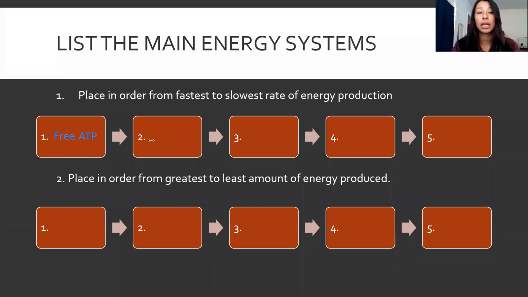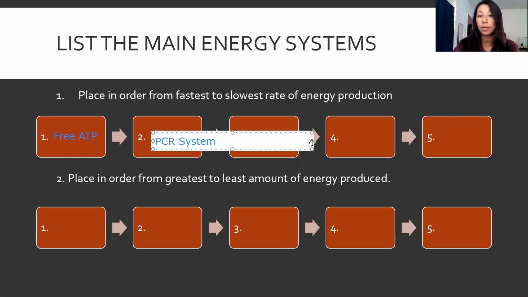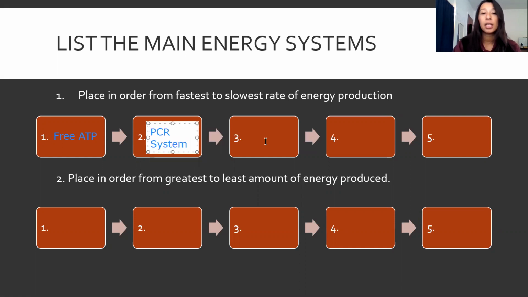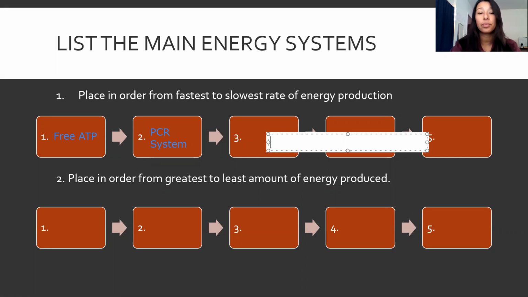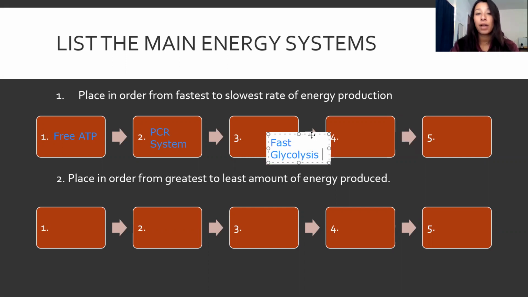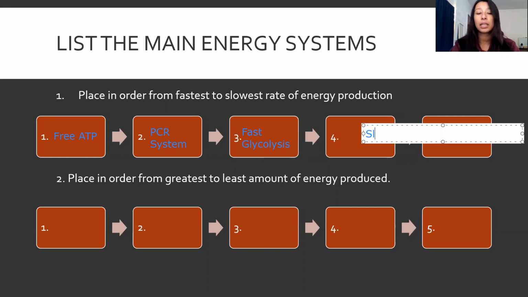And then our next one is going to be the PCR system or your phosphagen system, right? It's really the same thing. So don't get confused about that one. The next fastest is going to be fast glycolysis. I think that's spelled correctly. Okay, we have our fast glycolysis, and then obviously what's next, slow glycolysis.